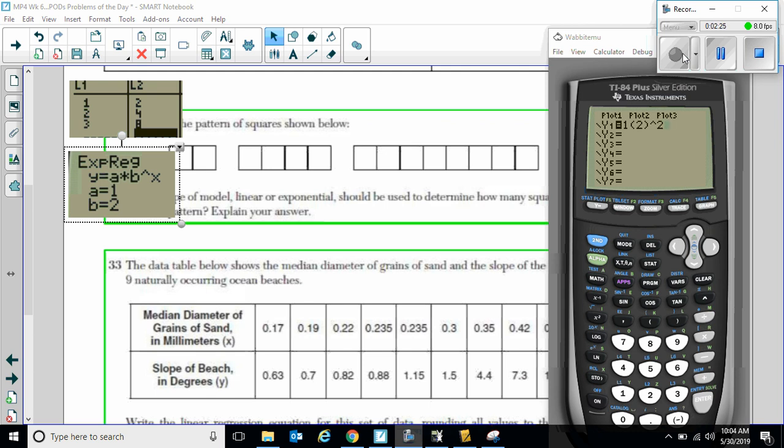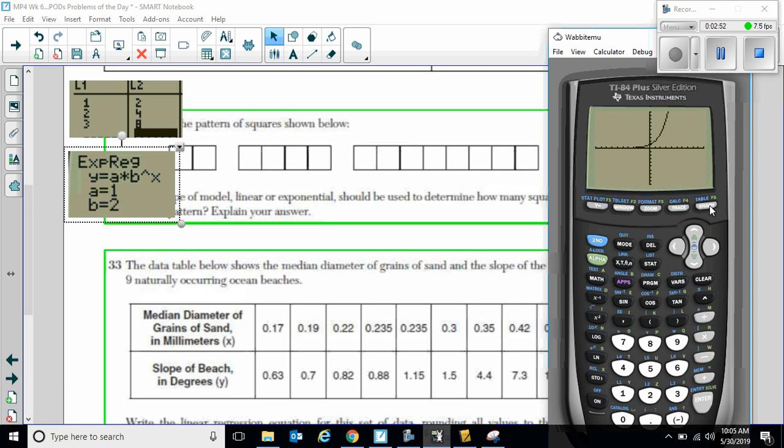Okay. So A is 1, B is 2. We raise that to the x power. There's a mistake there. Raise that to the x power. All right. And so that looks like my equation. Okay. And is it linear or is it a straight line? Excuse me. Is it linear, which is a straight line, or is it a curved line? Let's take a look.